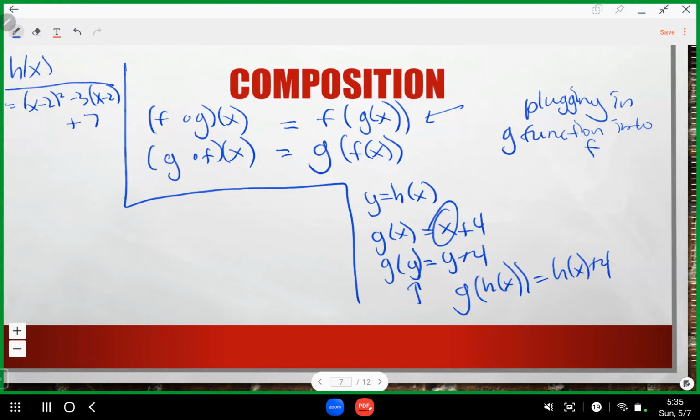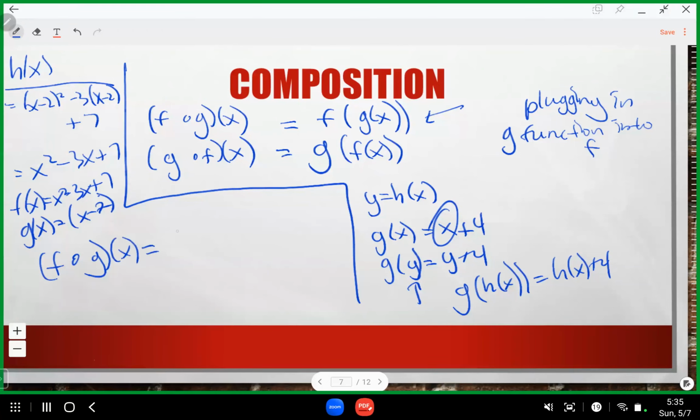All right, let's go over this one. So obviously we can see that this looks kind of like a quadratic, right? It looks like x squared minus 3x plus 7, except the x's are replaced with x minus 2. So what we can do is set f of x as x squared minus 3x plus 7 and g of x as x minus 2. So when we compose those two functions, f of g, we get f of x minus 2, which is equal to h of x, right? So that is how we make it into simpler functions.